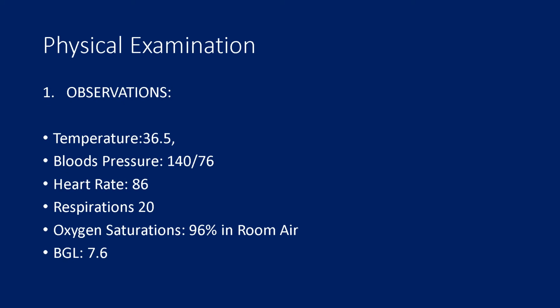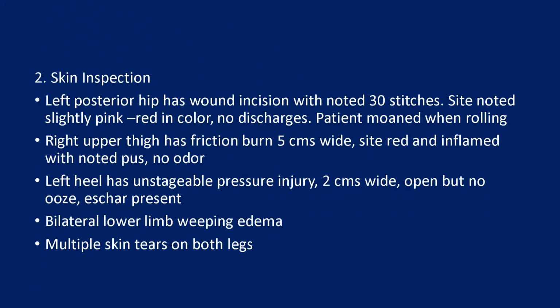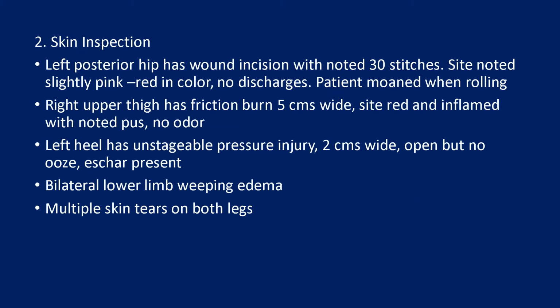After history taking, I've proceeded to perform a physical examination. I've started off with taking his observations, which are all unremarkable. His blood sugar was 7.6. I have then proceeded to perform a skin inspection. I have noted that there is no bruising or bumps from his head up to his upper torso. However, there is some slight bruising on his right and left arm.